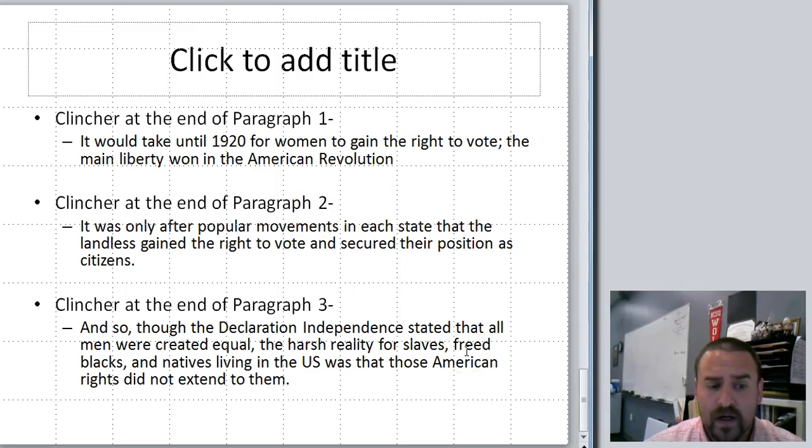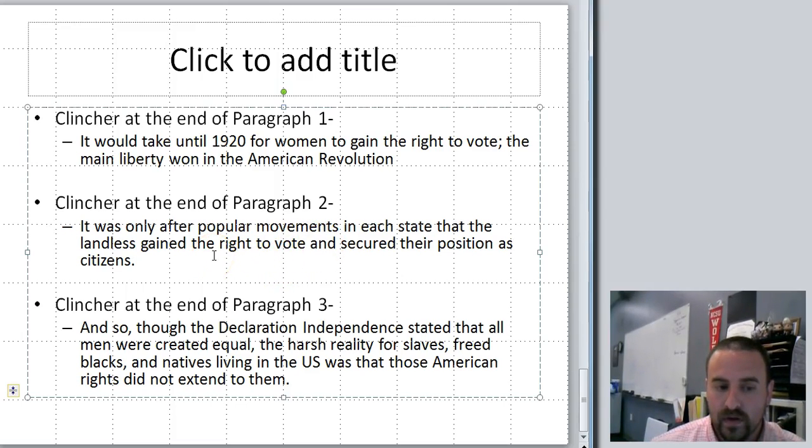Clincher 2. It was only after popular movements in each state that the landless gained the right to vote and secured their position as citizens. So it's summarizing everything and saying how the revolution didn't necessarily live up to its merits according to their evidence. And then Clincher 3. And so, though the Declaration of Independence stated that all men were created equal, the harsh reality for slaves, freed blacks, and natives living in the U.S. was that those American rights did not extend to them.